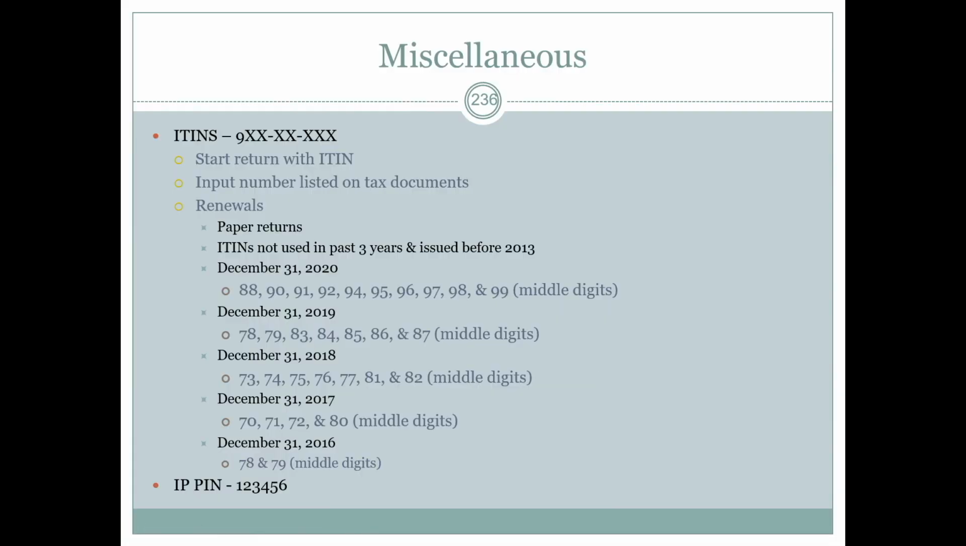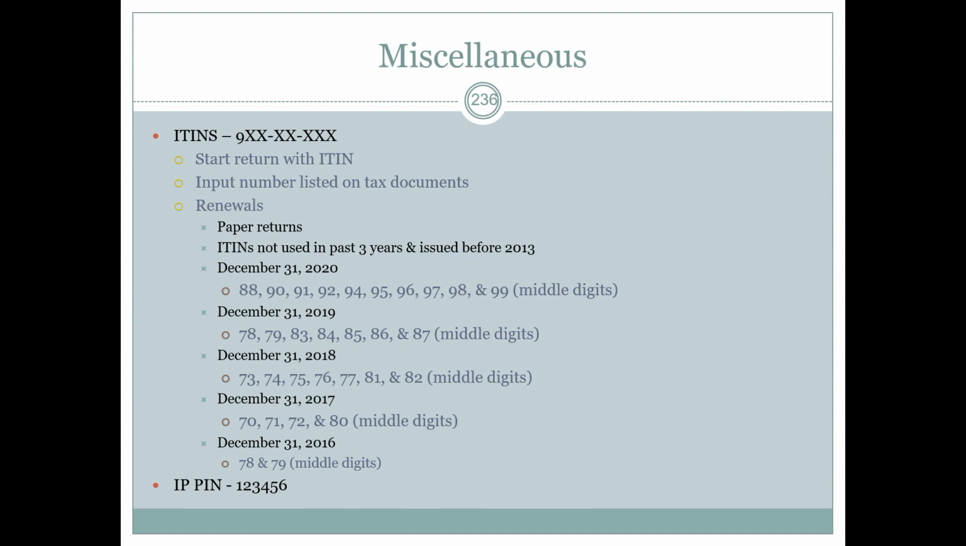Talk about some miscellaneous information. So this first one, it is not in your Publication 4012. It is about ITINs. In the volunteer resource portal on our website, once that gets activated next week, you will be able to have access to that information. So we're going to talk about ITINs.